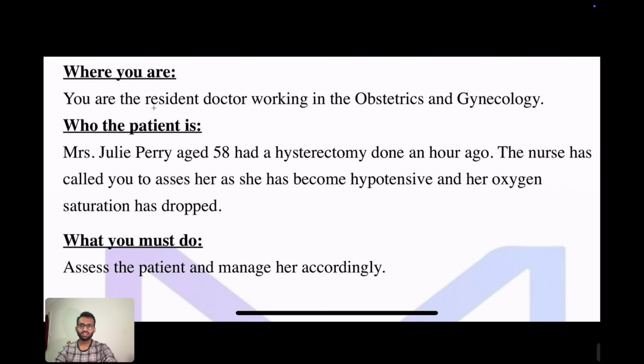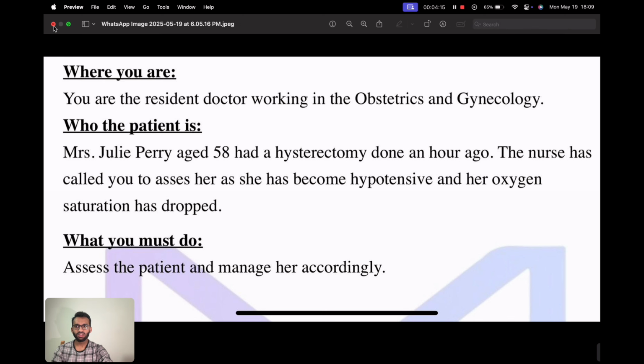So in this case, you will go and assess the patient. You have to follow the ABCDE approach, and please keep in mind that before going into the examination room, a scenario will be pasted on your door. It can say you are a resident doctor working in the obstetric gynae department, or a surgical department, and that Mrs. Julie, a 58-year-old patient, had a hysterectomy an hour ago, and the nurse asks you to assess her as she is hypotensive, her blood pressure is dropping, her oxygen saturation is dropping. So you have to assess the patient and manage her condition accordingly.